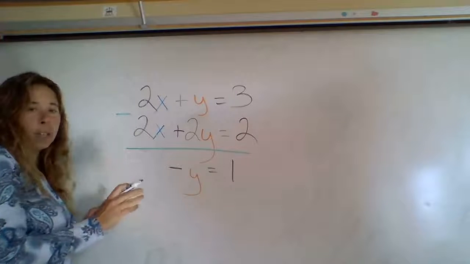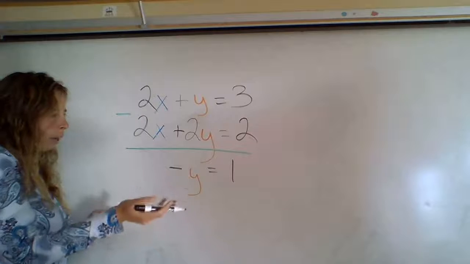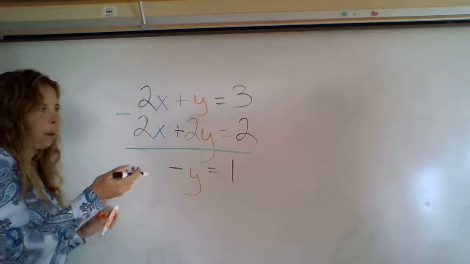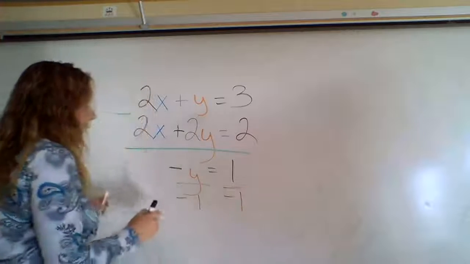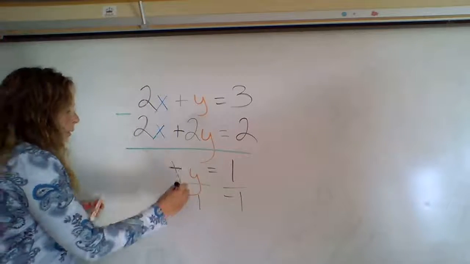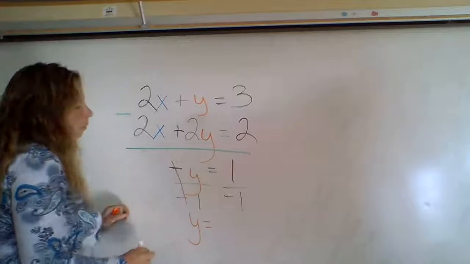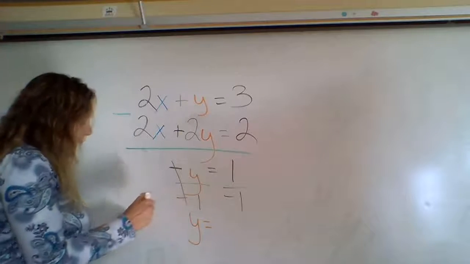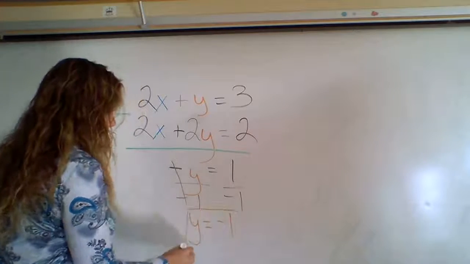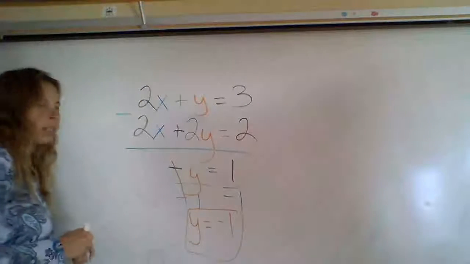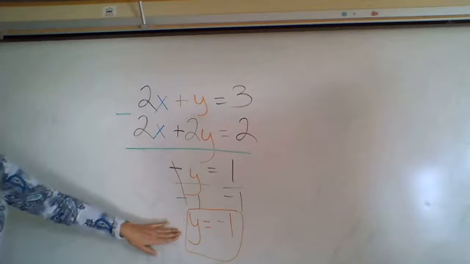You're not finished. You have this negative sign, so you have to multiply by negative 1 or divide by negative 1. We'll divide by negative 1 to get rid of this negative sign. So now you're left with y equals 1 divided by negative 1, which is negative 1. So that's the first part.